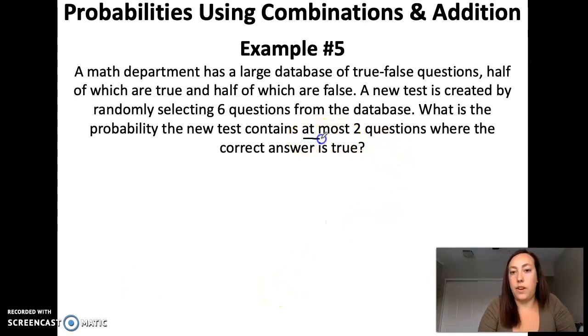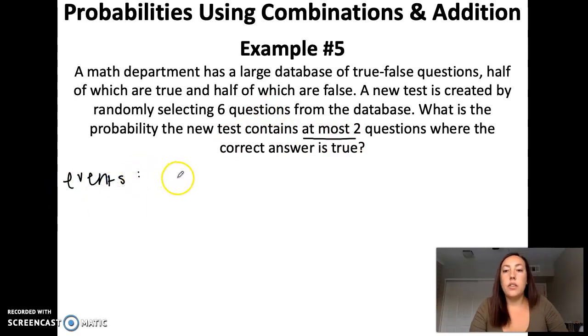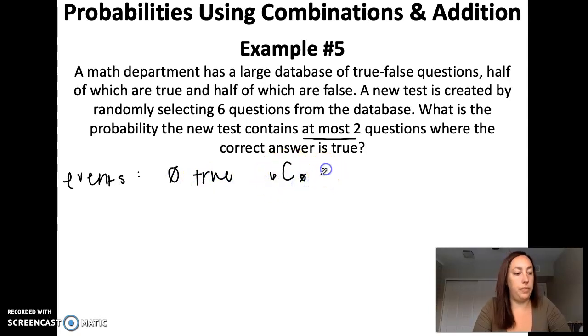So here's that phrase we're concerned with, "at most." So let's talk about what events satisfy at most 2 questions being true. One option is we have 0 that are true. So we have 6 questions we're making, and we're choosing 0 of them to be true. So that is one way to do that.